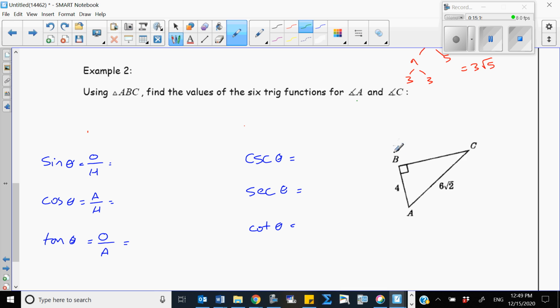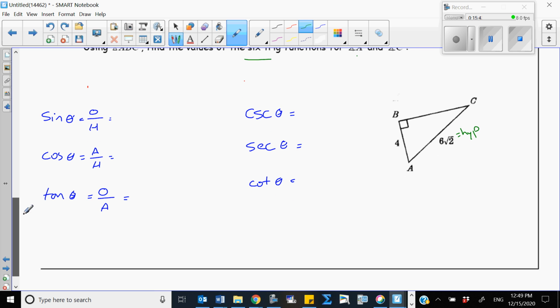We have triangle ABC, and we are trying to find the 6 trig functions. First of all, I need to have all the sides. I have only 2. I have the hypotenuse, because this is opposite the right angle. I have one of the legs, but I don't have the other one. So again, I'm going to use the Pythagorean theorem. Let's call this one x for now.